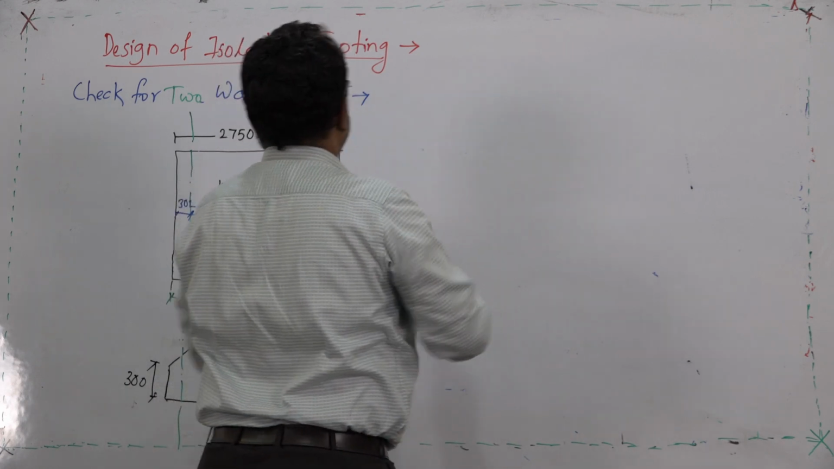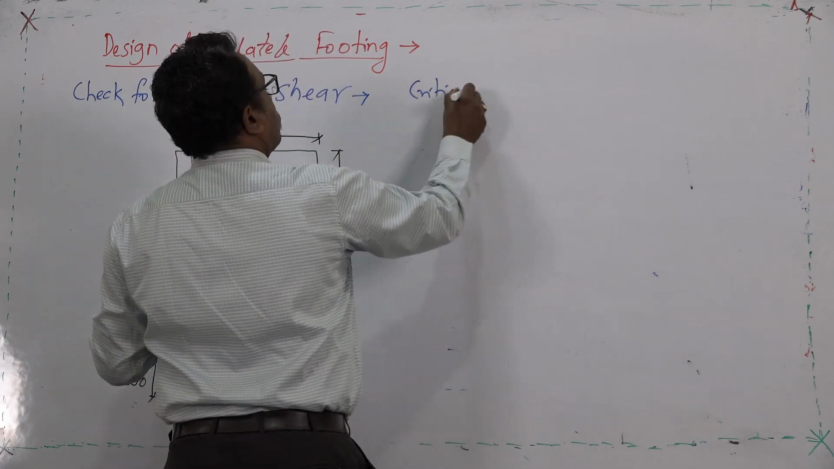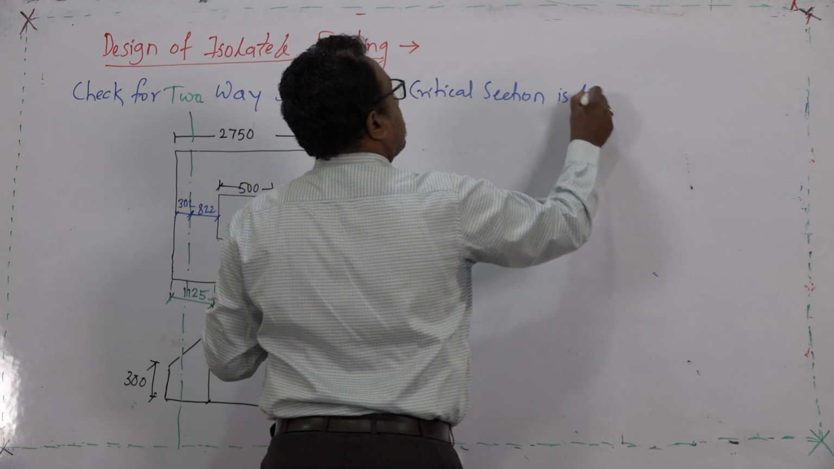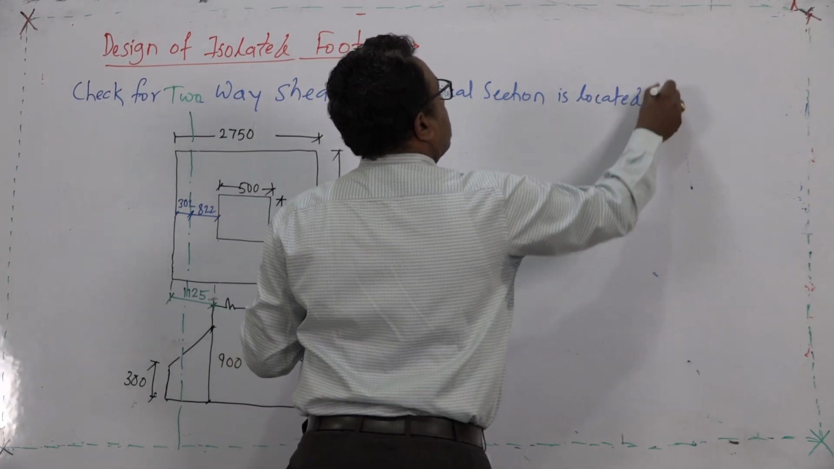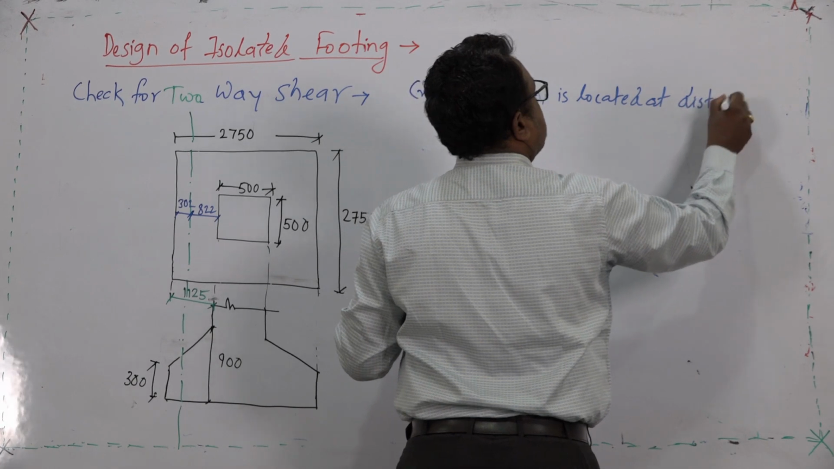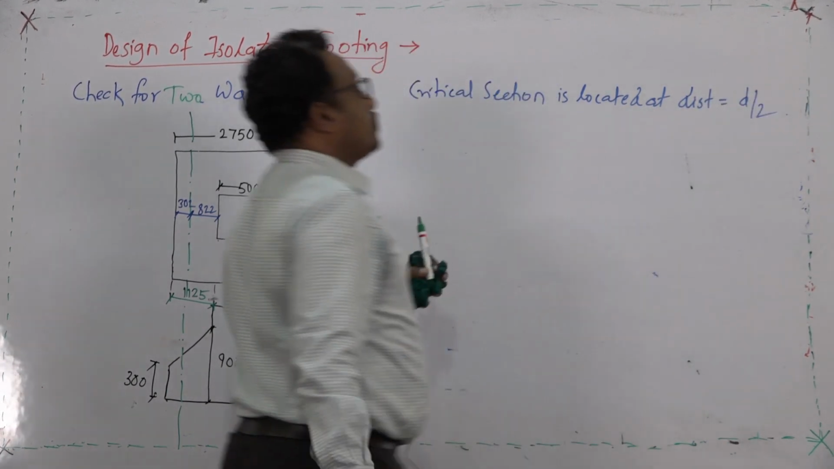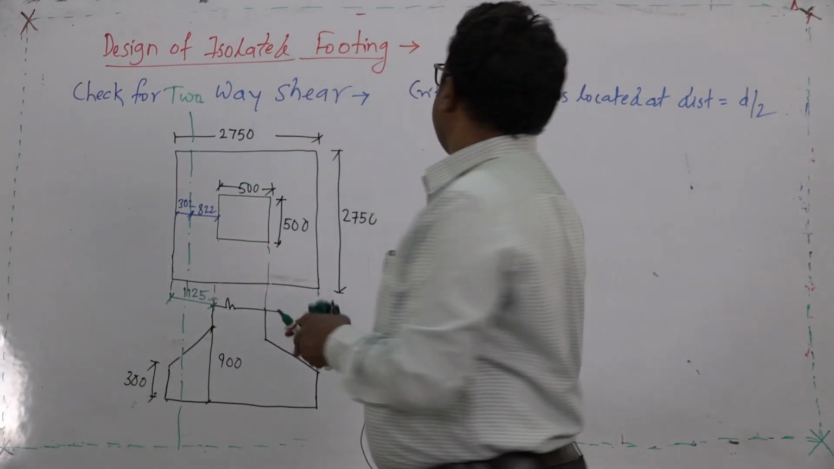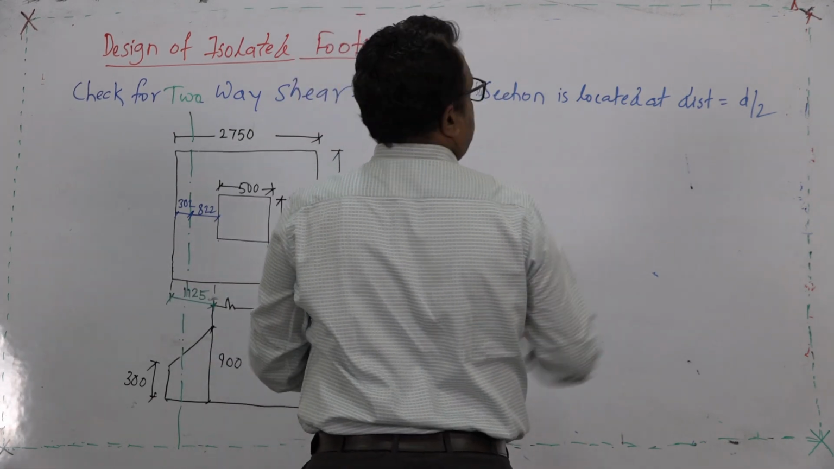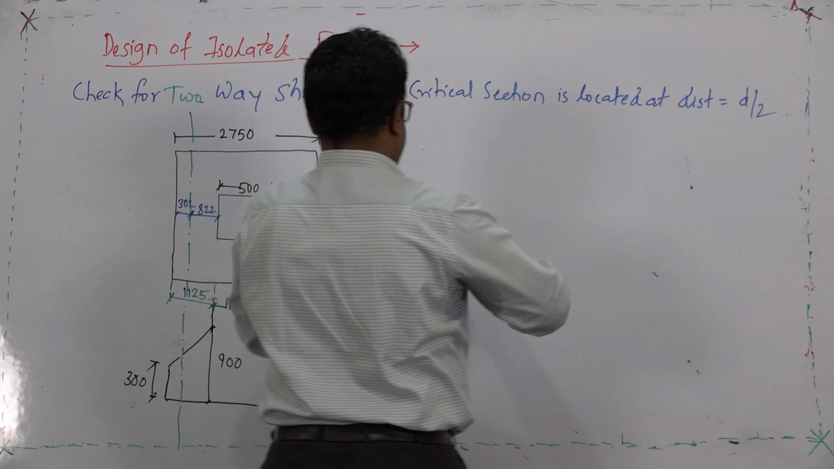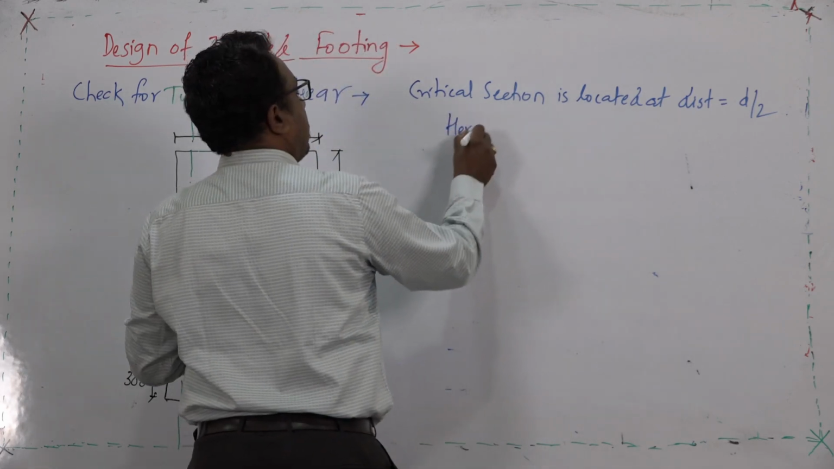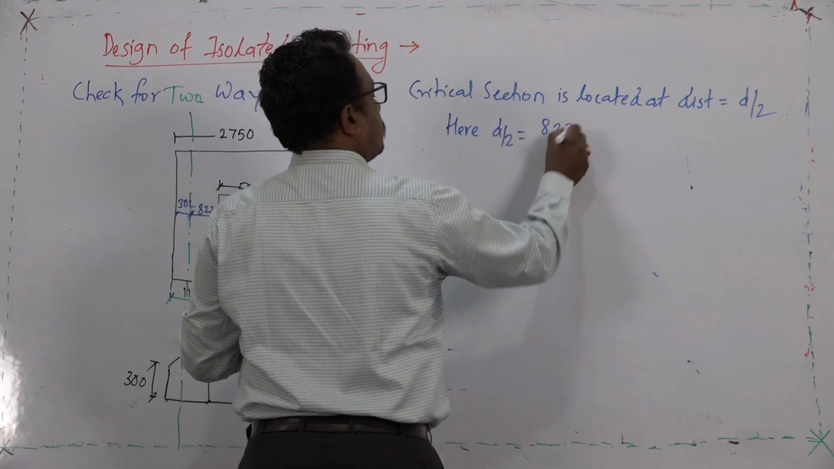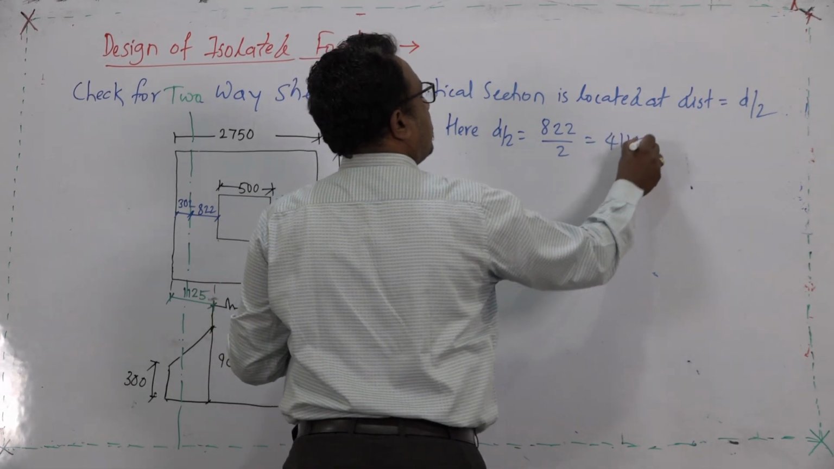So, I will write here the critical section. Now, the critical section will be located at a distance of how much? Yesterday we saw that for this two way action, it is located at a distance of d by 2 from the face of the column. d is the effective depth. For one way shear, the d value is 822. So, d by 2 will be 822 divided by 2, so it will become 411 millimeter.